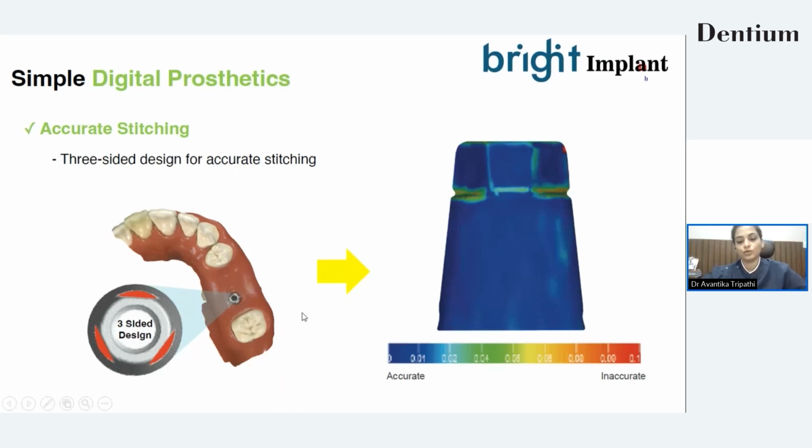When we are scanning the digital abutment, because of the three-sided design, it is very easy to stitch it, and the data can easily be captured by side identification because of the three sides on the digital abutment.